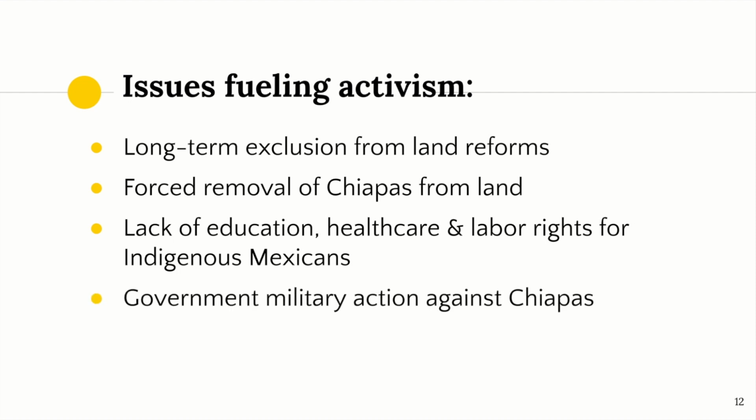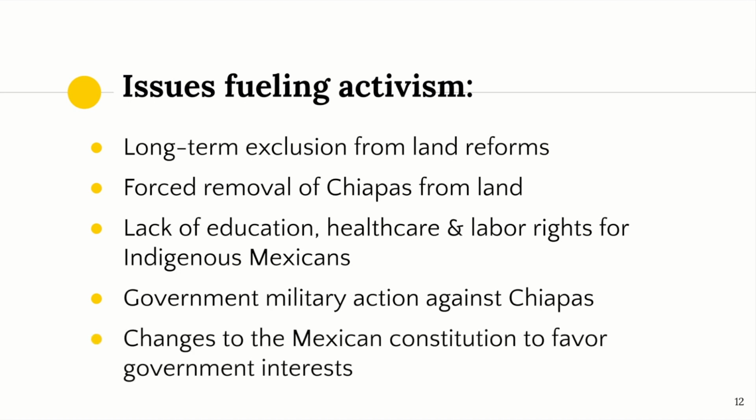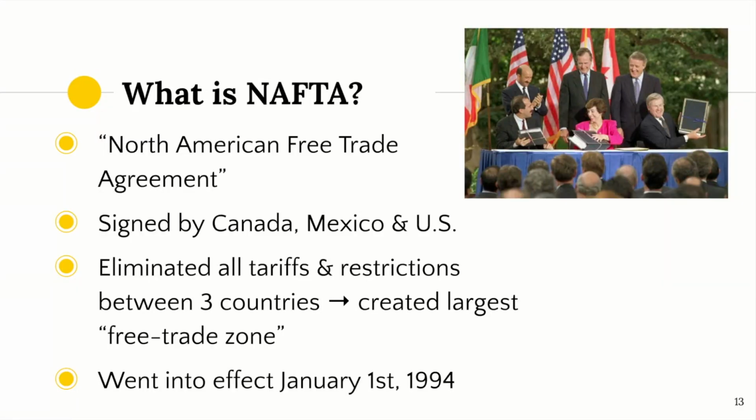Government military action and acts of violence have also fueled Zapatista activism, and so have changes to the Mexican Constitution to favor government interests, one of which we'll learn more about in a minute. All right, so a huge change to the Mexican Constitution resulted in the North American Free Trade Agreement. So what is NAFTA? Well, the North American Free Trade Agreement was signed by Canada, Mexico, and the US, and it eliminated all tariffs and restrictions between those three countries. And by doing so, it created the largest free trade zone between those countries.